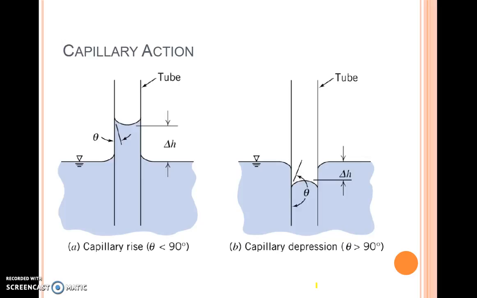Then due to surface tension, one phenomenon occurs called capillary action. When we insert a small diameter tube in the water or in the mercury, you can see the capillary effect. In case of water, the water level increases. In case of mercury, the mercury level decreases due to this capillary action.